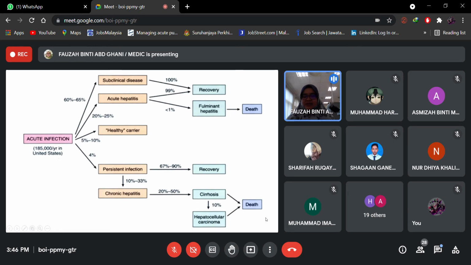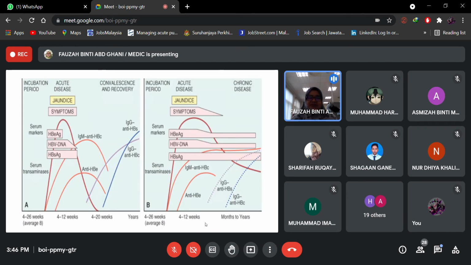Some will die because of the complications of cirrhosis, and about 10% of the cirrhotic liver disease will lead to the formation of hepatocellular carcinoma, and can also die because of the carcinoma. Okay, I don't want to go into much detail about this, but just the various antibodies and antigens, the serological markers in hepatitis B infection.